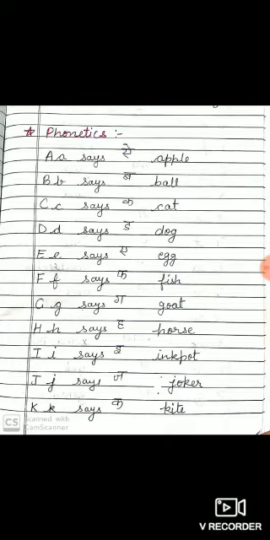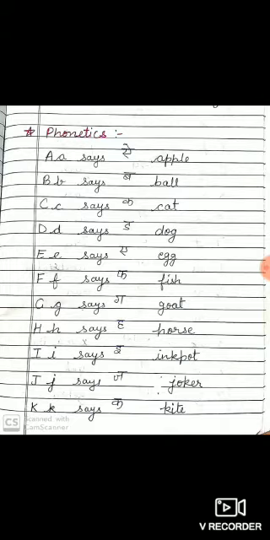B says ball. Same with the B. Whichever word starts with the pronunciation or phonetics B, the sound B starts with B, like ball, basket, bucket. Now C says K, cat. D says D, dog. E says A, egg. Same with the F, says F, fish.